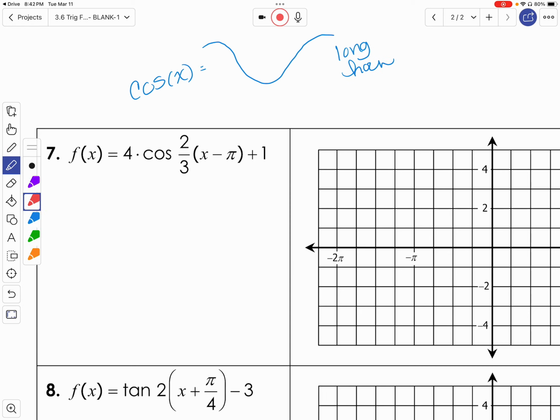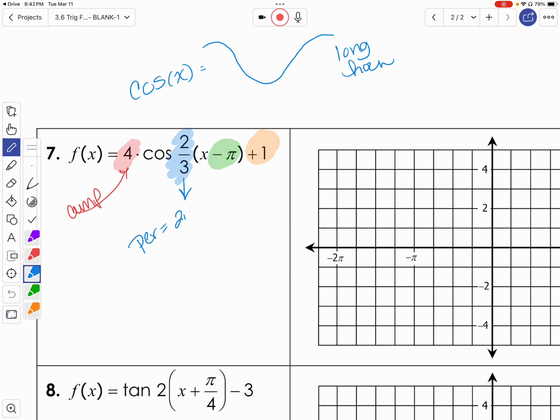So we still have the same information. We still have an A value, we still have a B value. This time we're introducing an H value, and we have a K value. A represents your amplitude. B is going to play a role in your period. So period is equal to 2 pi over B.